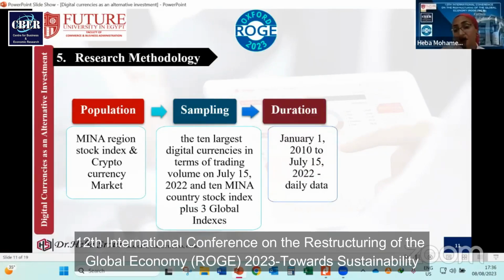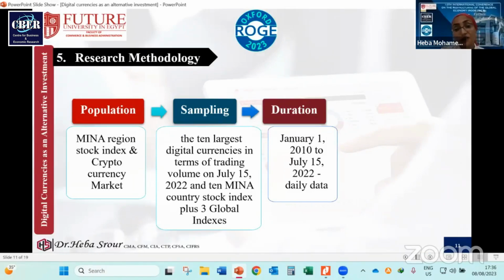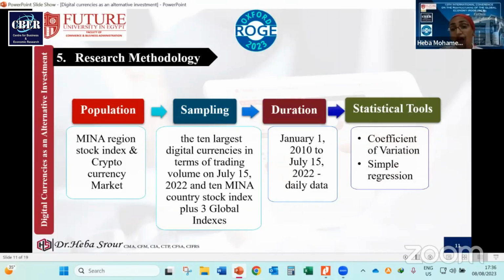Duration, January 1st, 2010 to July 15, 2022, daily data. A statistical tool used coefficient of variation to measure price fluctuation, simple regression to measure the relationship between the variables.